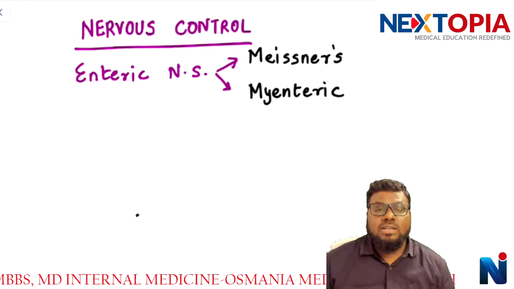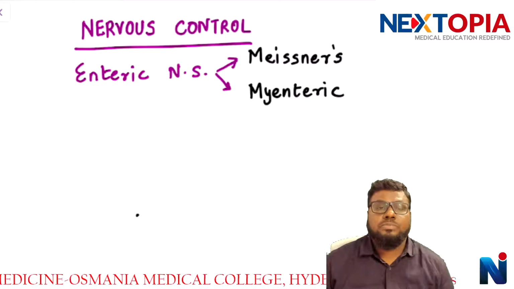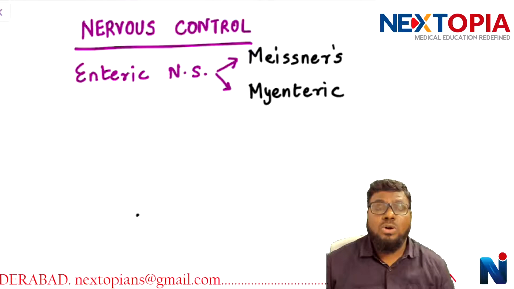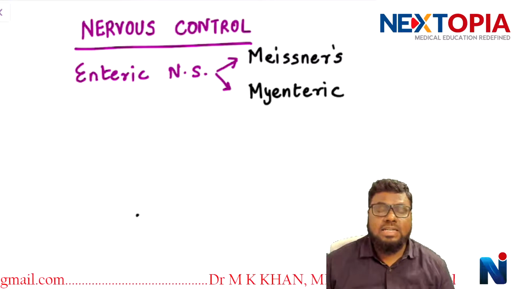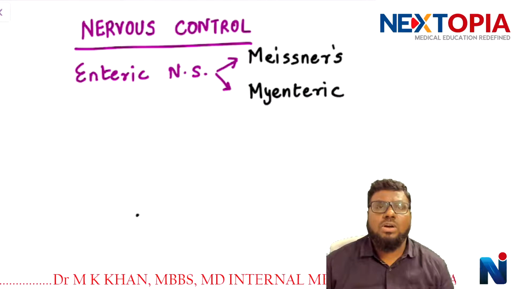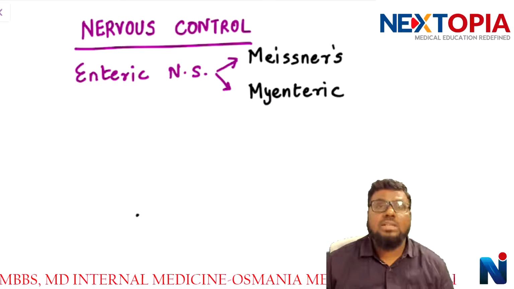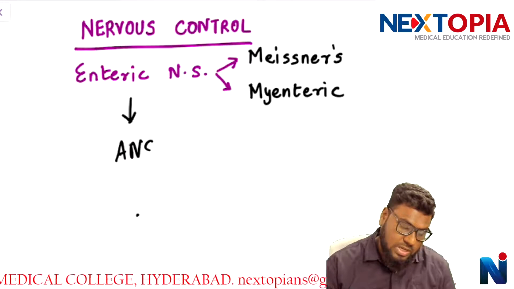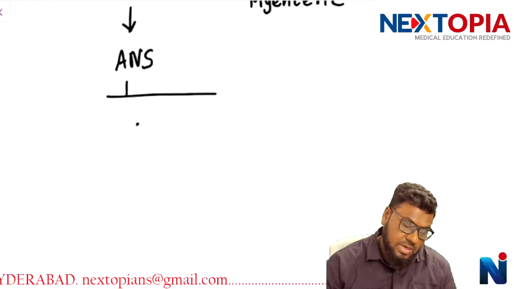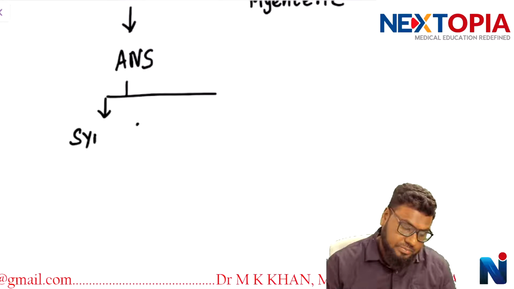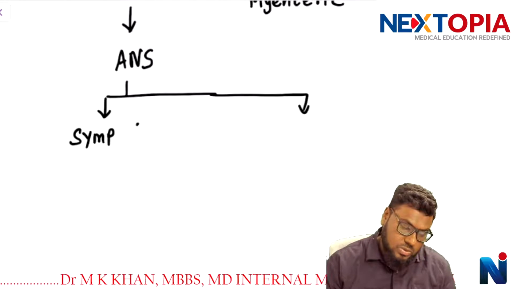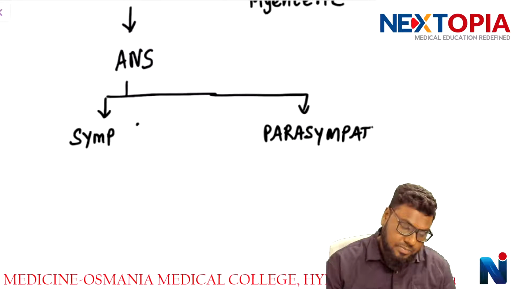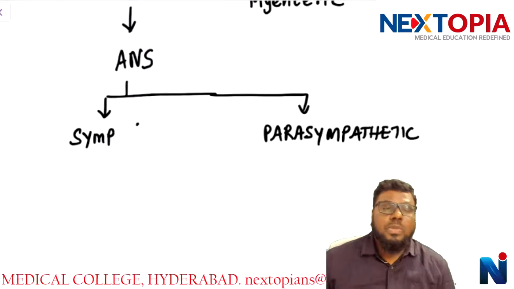In a normal GI tract, the function is dependent on this neural network. The enteric nervous system is innervated by the autonomic nervous system, and hence it serves as a final mediator for all the neuronal activity of the enteric nervous system. We all know that autonomic nervous system consists of two parts, sympathetic and parasympathetic.